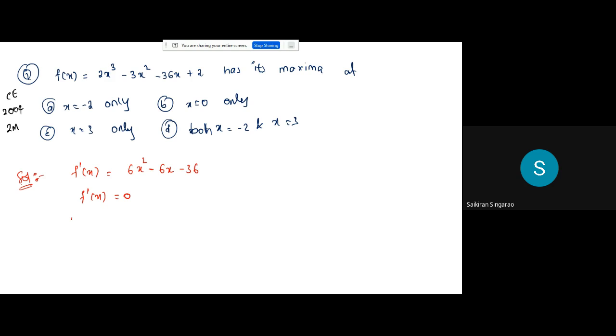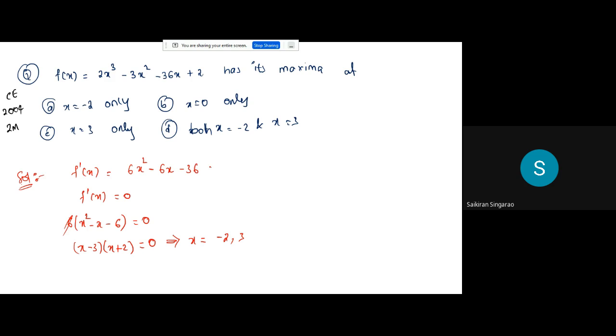So if you take 6 common, x square minus x minus 6 equal to 0. So this fellow will somehow go that side and die. Sir, how do I find the roots of this? The roots of this would be x minus 3 into x plus 2 is equal to 0, which implies x is equal to minus 2 comma 3.